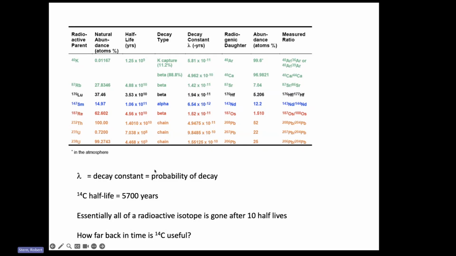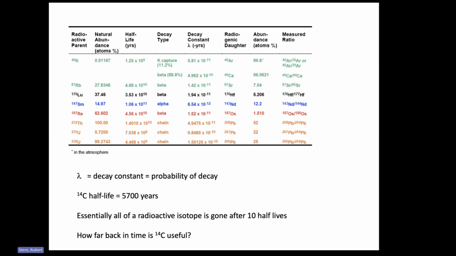So just to summarize, the decay constant is basically the probability of decay. These decay constants are in units of per year. So that is the probability that a nucleus of that isotope would decay into argon 40 in any 1 year. It is a completely random event, but it occurs with a well-known probability.